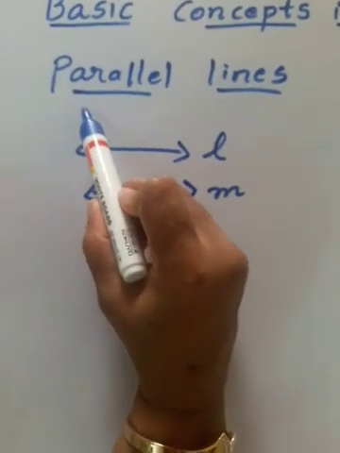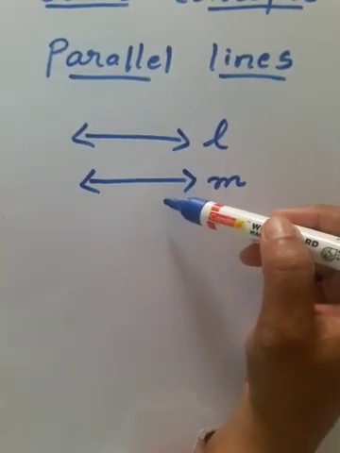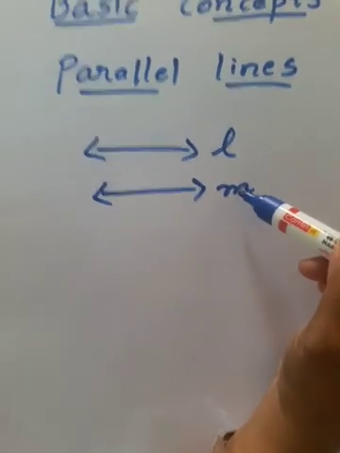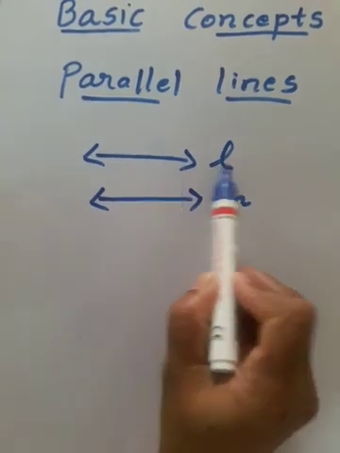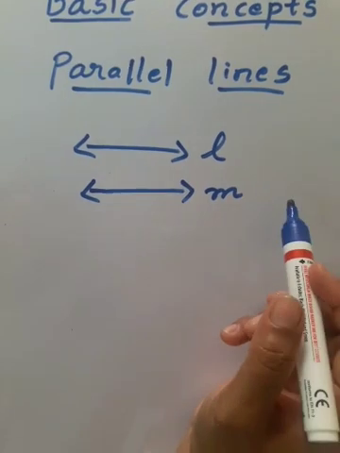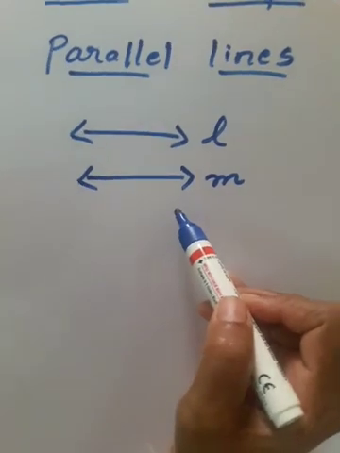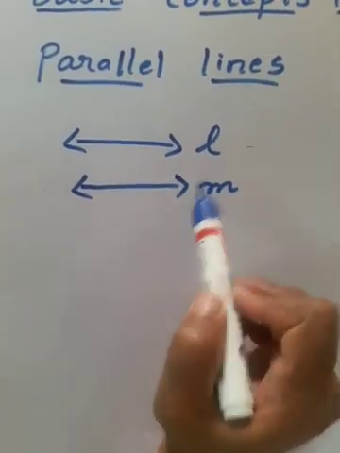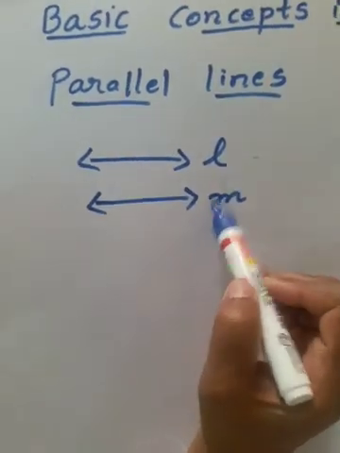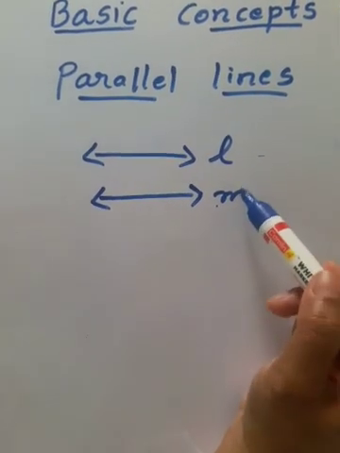Now let's see what are parallel lines. Look at the figure. In this figure you can see 2 lines, line L and line M. If you extend these 2 lines, they do not meet in a single point. That means they do not intersect each other at one point. Therefore they are called parallel lines. Here line L and line M are called parallel lines.